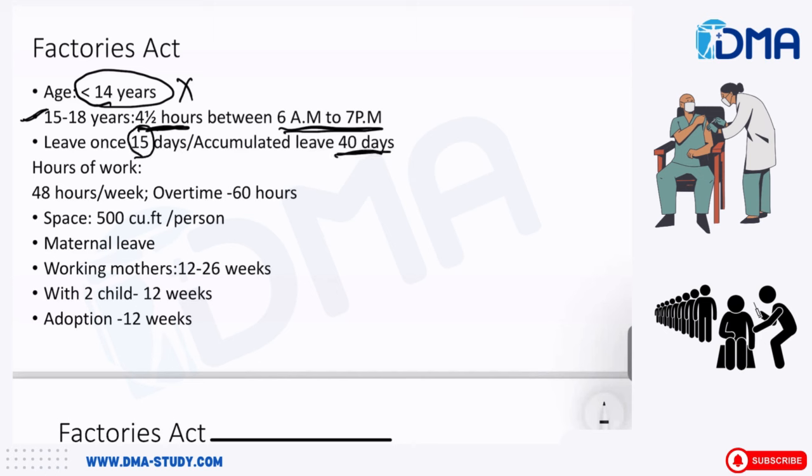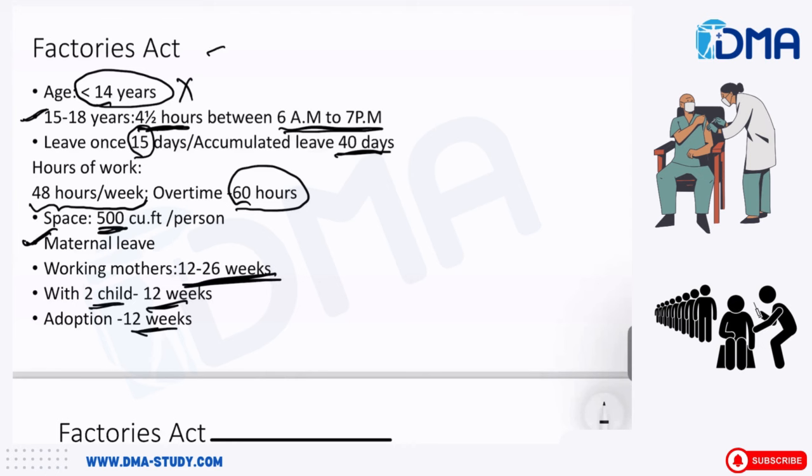And what is the duration of work for normal adults? It is 48 hours per week. Including overtime, it has to be 60 hours. And the space has to be 500 cubic feet per person. And maternity leave, in case of working mothers, is 12 to 26 weeks. If the mother already has two children, 12 weeks. In case of adoption, you have 12 weeks.